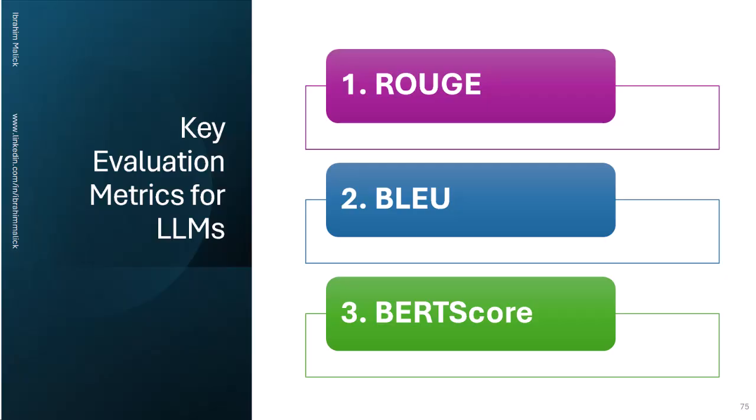So BERTScore's advantages are better handling of paraphrasing and synonyms, consideration of word importance and context, a stronger correlation with human judgments in many cases, and more robustness to minor variations in expression. So each of these metrics, ROUGE, BLEU, and BERTScore, has its strengths and is often used in combination with others for a more complete evaluation.